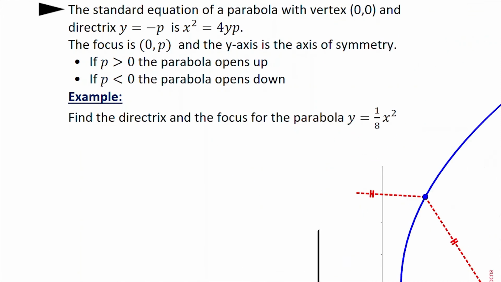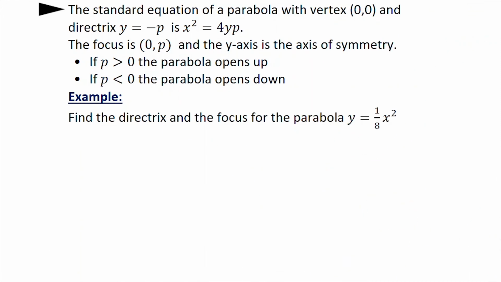The standard equation of a parabola with a vertex at the origin, point 0, 0, and a directrix y equals minus p is x squared equals 4yp. The focus is the point 0, p. The y-axis is the axis of symmetry, and the parabola will open up if p is greater than 0, and it will open down if p is less than 0.